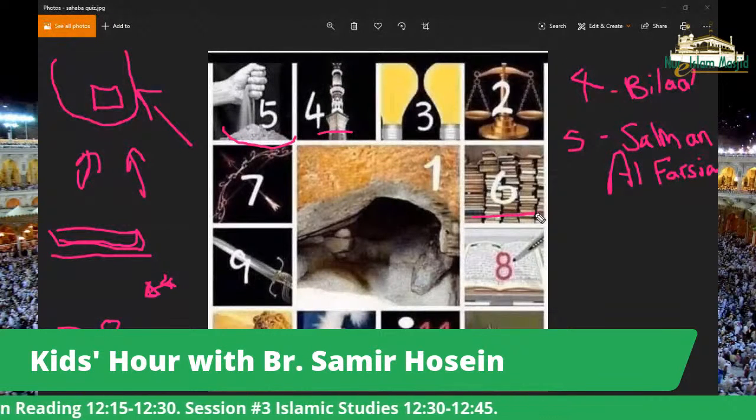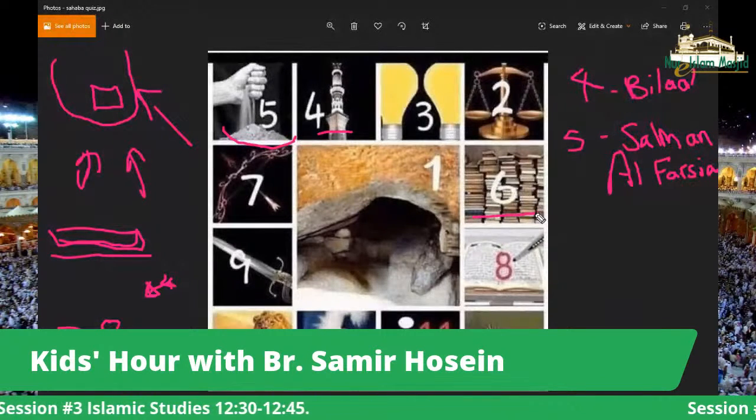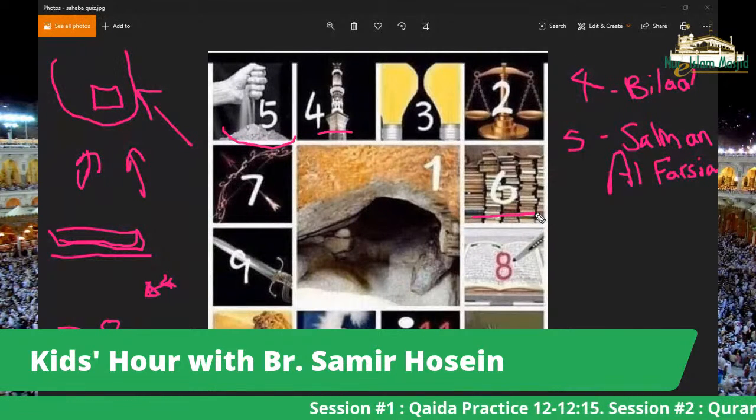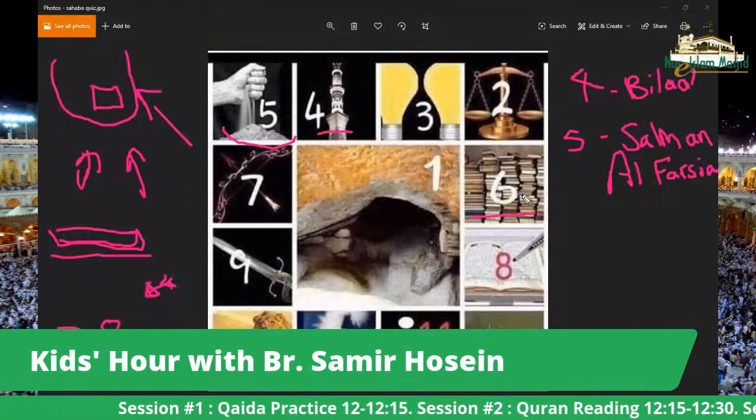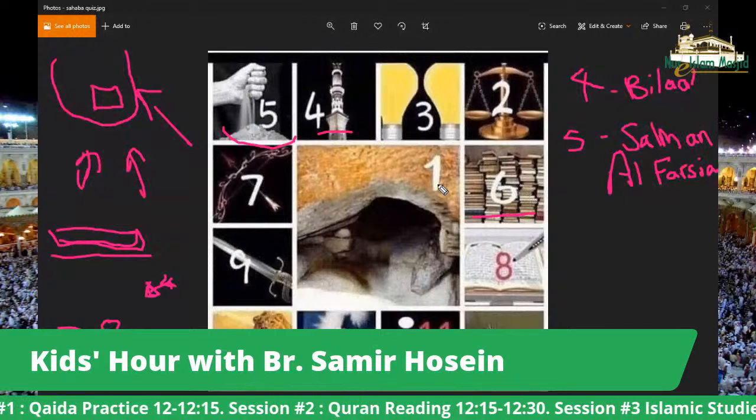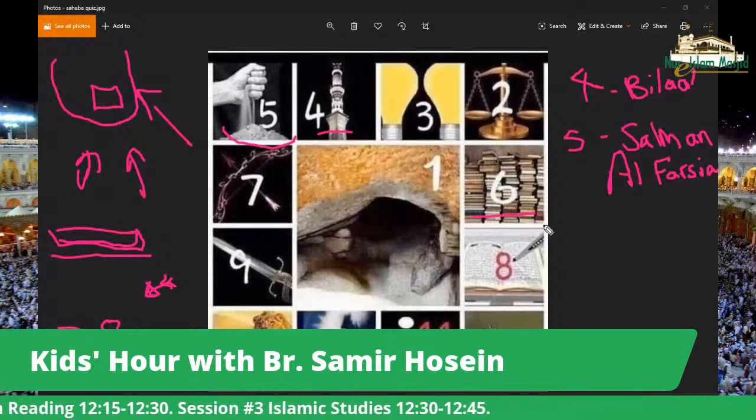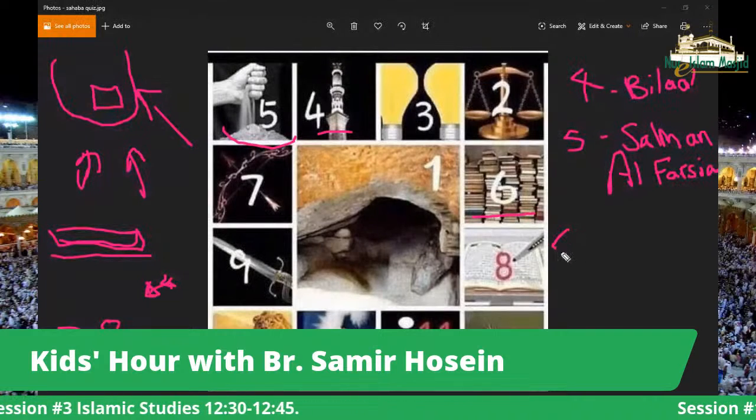Number 6 is showing a lot of books. So clearly, number 6 is referring to one of the Sahaba, one of the companions of Prophet Muhammad sallallahu alaihi wasallam, who was very, very knowledgeable. And there were many of them, right? There were many of them. But the one that really comes to mind is someone who is called Abdullah ibn Abbas.